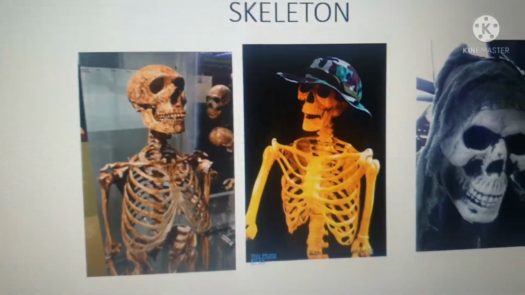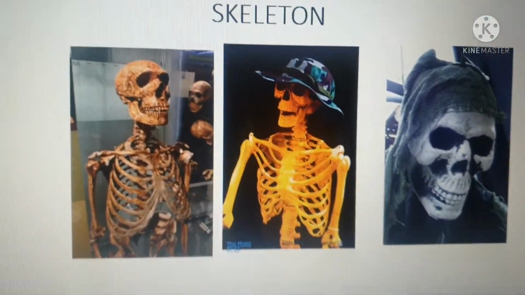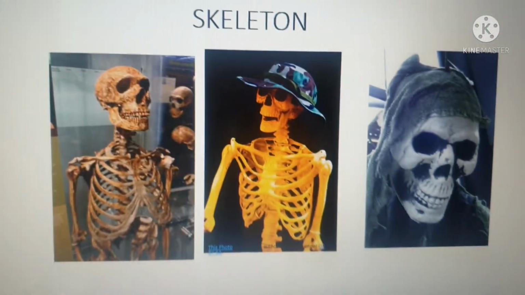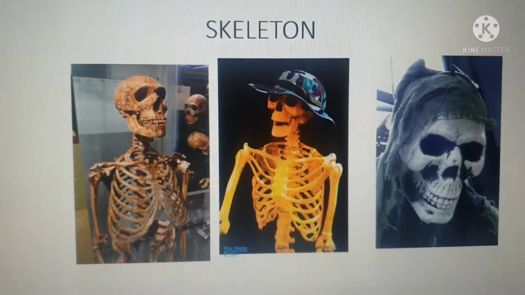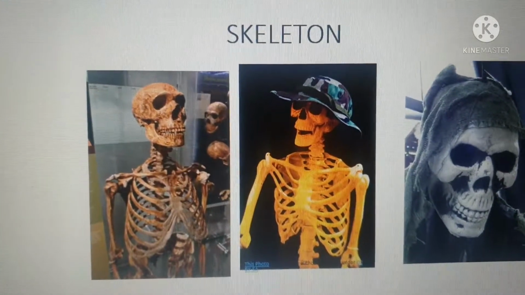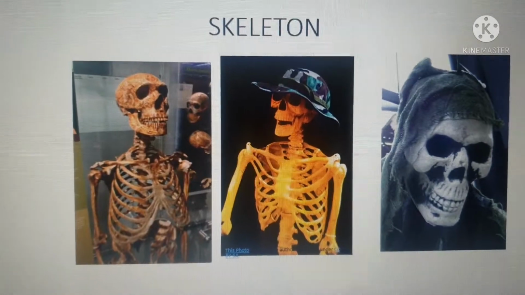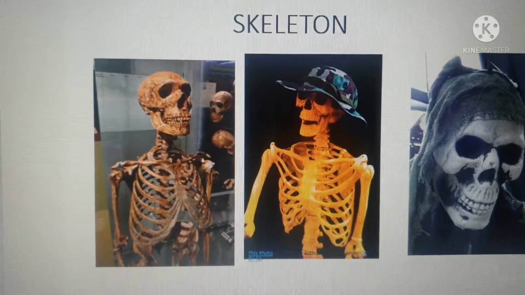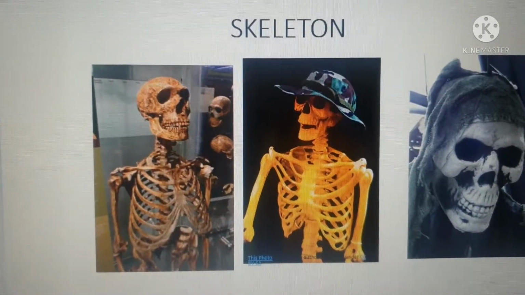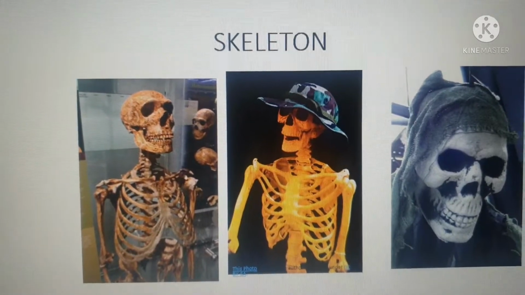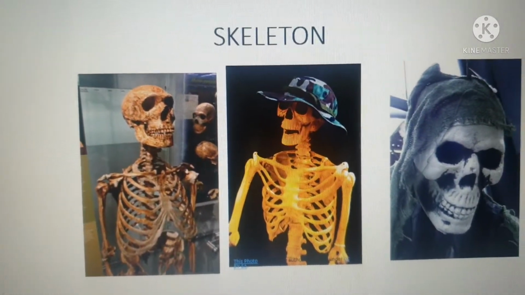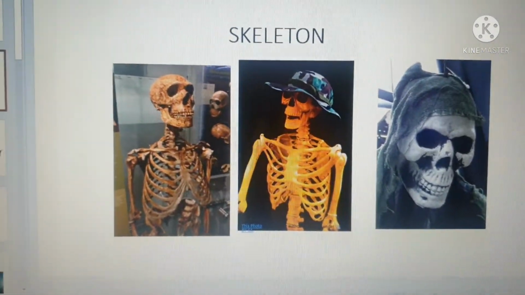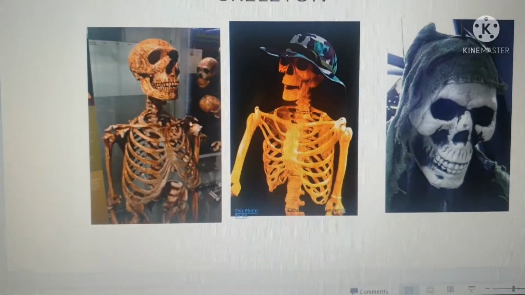So let's move to the first vocabulary. It's a skeleton. You have to ask your students to say the word skeleton. And because they are kindergarten, you can ask them to spell it like S-K-E-L-E-T-O-N. Skeleton. One more time. Skeleton. Okay, good job.